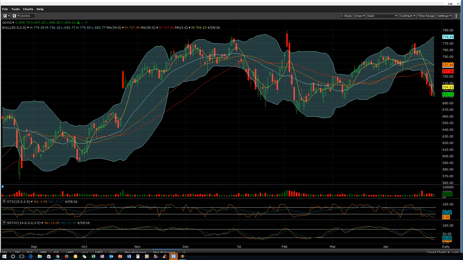Okay, so now we have a picture developing here. We have the lines here, the 50, the 34. This is the midpoint of the moving average of the actual Bollinger's.